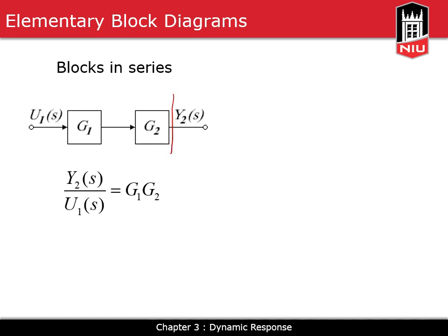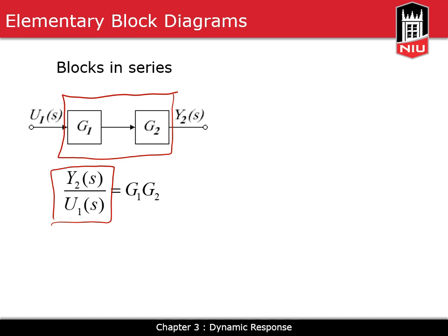If we want to find the transfer function of this combination, we can just eliminate G1 and G2 in series and replace that by one block. The equivalent transfer function is basically y2 over u1. So we need to find y2 over u1. We said y2 would be u1 times g1 times g2. So y2 over u1 is g1 times g2. Very easy. Blocks in series, you just multiply the two transfer functions and you have the equivalent transfer function.